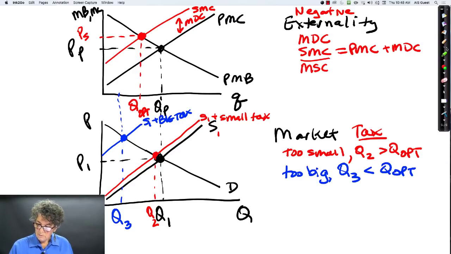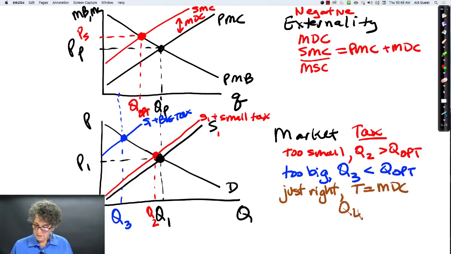So what do we need? We need a tax that's just right, of course. What's the size of the tax that's just right? Are you thinking Goldilocks? The size of the tax that's just right is to set the tax equal to the marginal damage cost. And when we do that, the new market equilibrium quantity will exactly equal the optimal quantity.